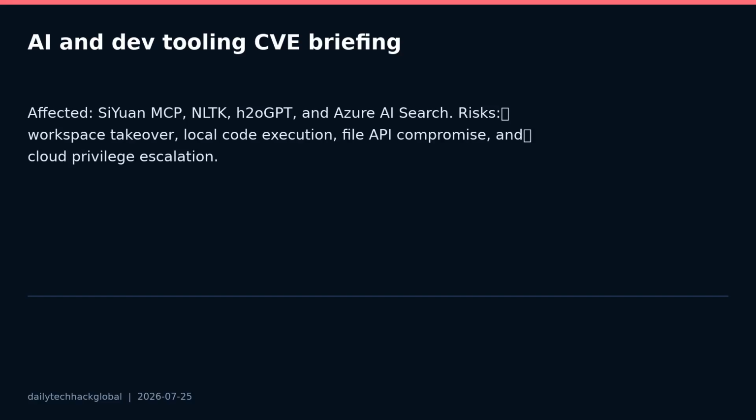If you run CVE publish features, NLTK and automation, H2O GPT file APIs, or Azure AI Search, check versions and exposure today. The top risk is CVE-2026-66012 in SiYuan. NVD rates it critical, CVSS 10, and describes missing authorization around an MCP kernel endpoint. Patch first, restrict access, rotate exposed tokens or sessions, and keep logs for review.